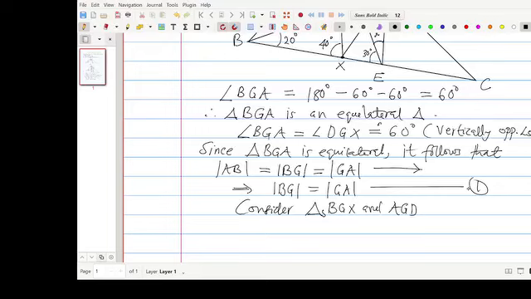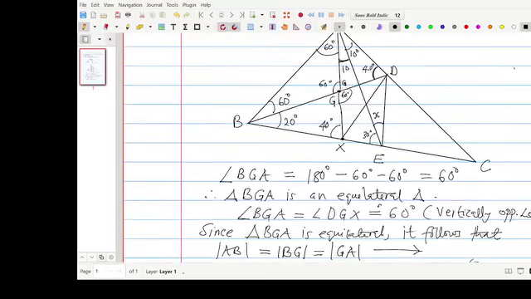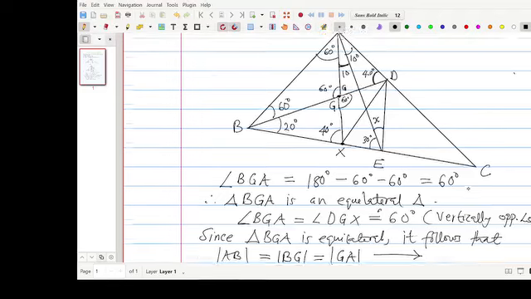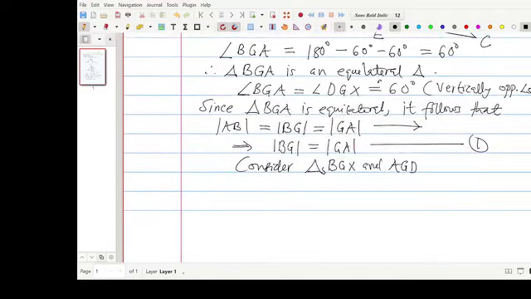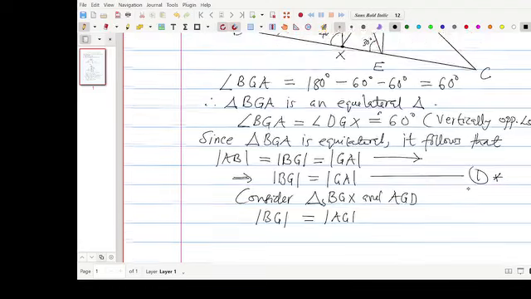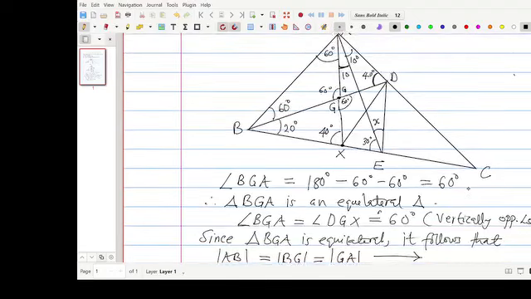Now, we are considering triangles BGOX and AGD. If you look at triangle BGOX, the side BG is equal to the side AG, all right? We can make that statement. We can say side BG is equal to side AG. Why are we saying so? Because of equation 1. In equation 1, we have already established it. Look at it over here. Can you see that? BG is equal to AG. That is the equal sides of an equilateral triangle, right? So we've done that.